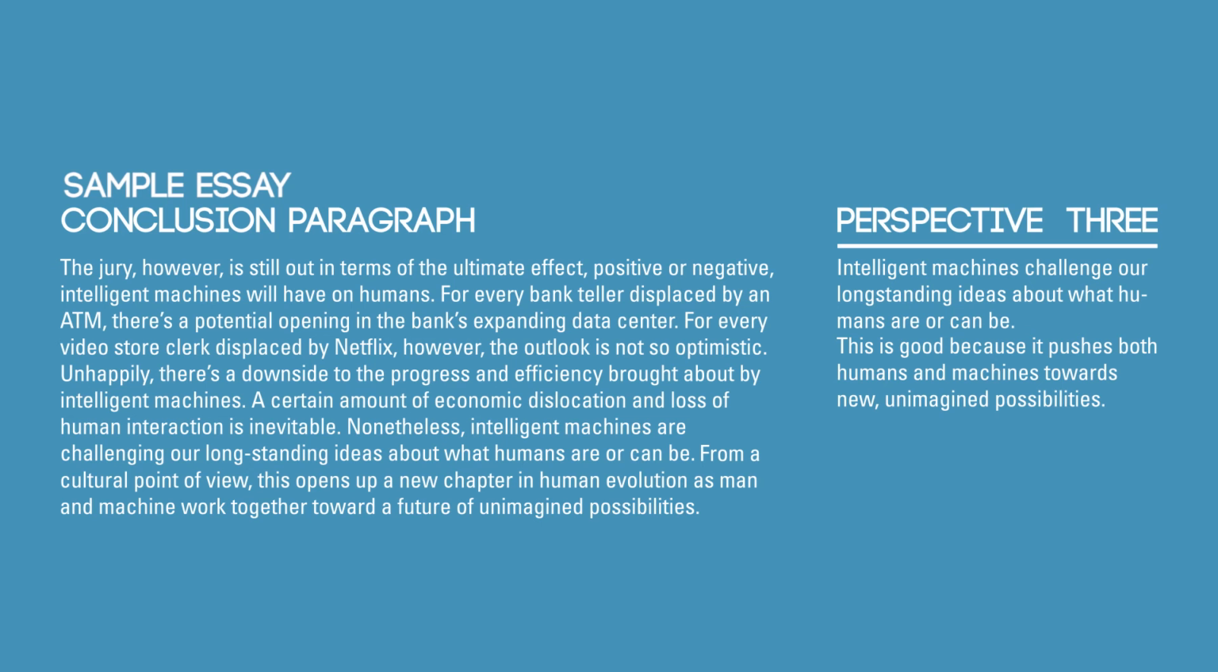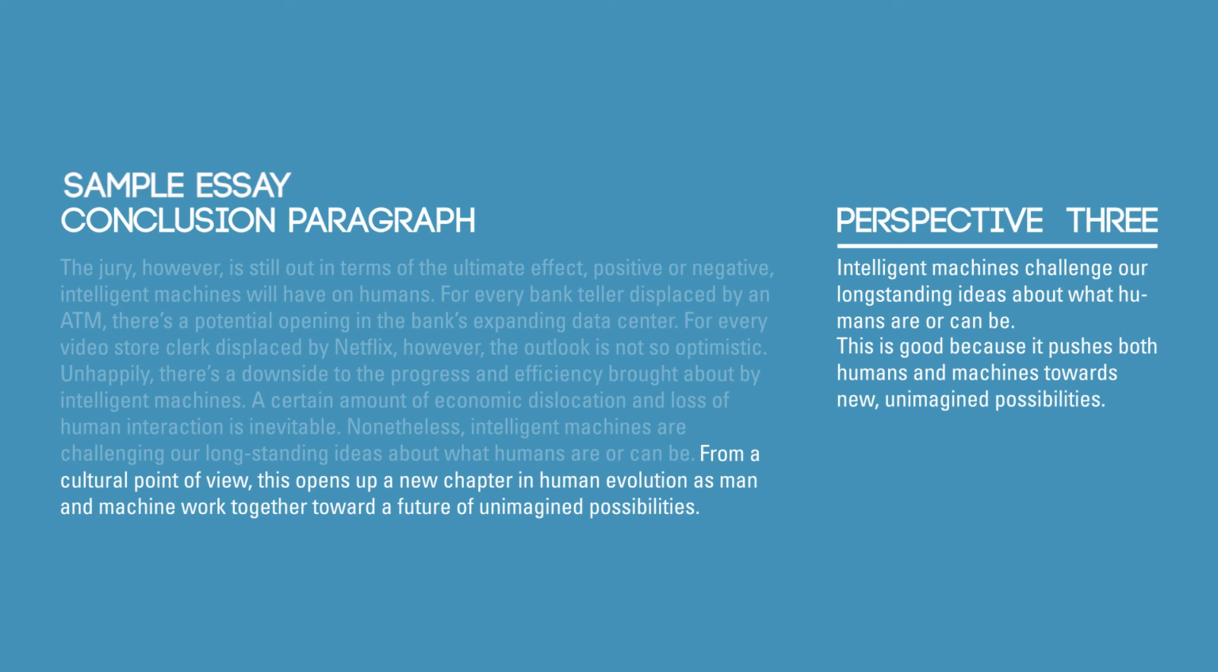Notice how this paragraph sums up the arguments for and against intelligent machines, adding a few new details along the way. More details, more details. Your conclusion will always be a recap of the points made earlier in the essay. Moreover, in this case, the conclusion actually addresses the third perspective, where machines working in tandem with humans may push humans to greater unimagined possibilities. Just cherry picking that from the prompt. And it's always nice to end up with a flourish.